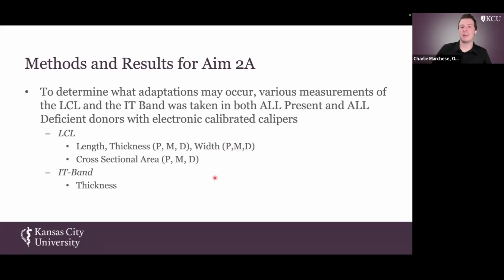And because we had thickness and width measurements, we were able to calculate a cross-sectional area at each of those three locations. Now, we felt the need to calculate cross-sectional area because we think that is a better representation of some of the structural abilities of this anatomical structure, right? The higher the cross-sectional area, the more tension it can withstand before breaking. The more stress it can take. Important to note, we also measured the IT band thickness, and this was at the area that the IT band crosses over the ALL.